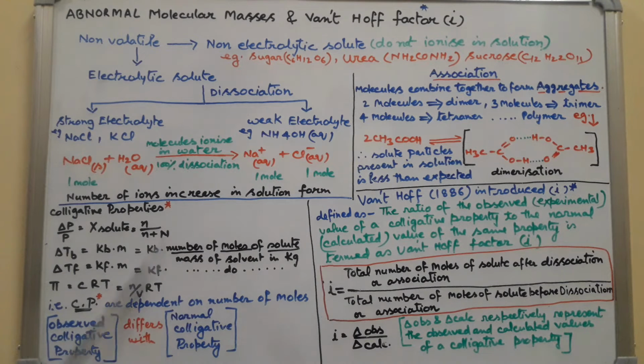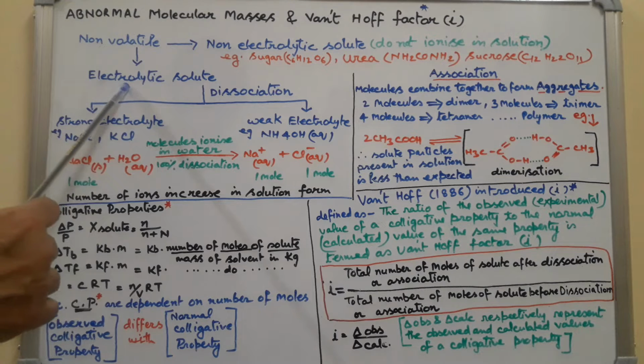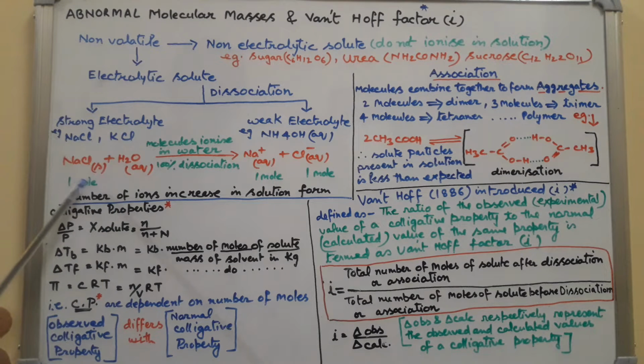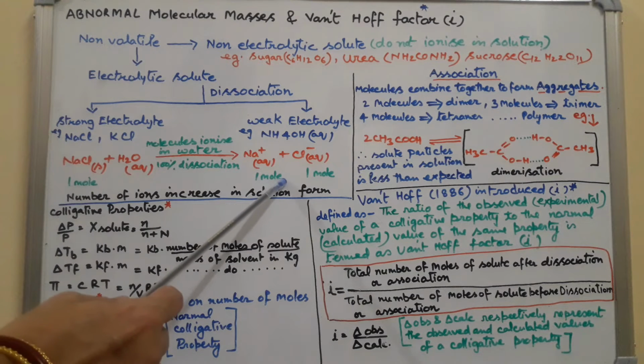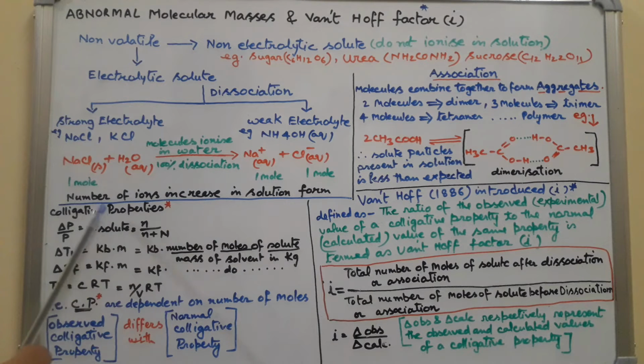Now, since we are doing colligative properties here, and you can see these formulas, we have derived them earlier, and you have seen that these depend on number of moles. That is, the colligative properties are those which depend on number of particles and do not depend on their nature. So what does it mean? On dissolution of an electrolytic solute, the number of particles increases here. You can see here.